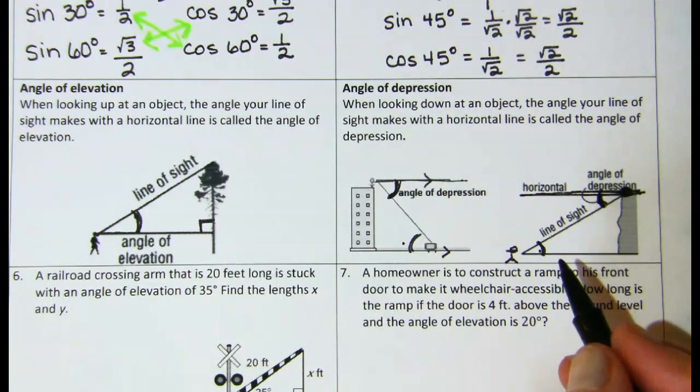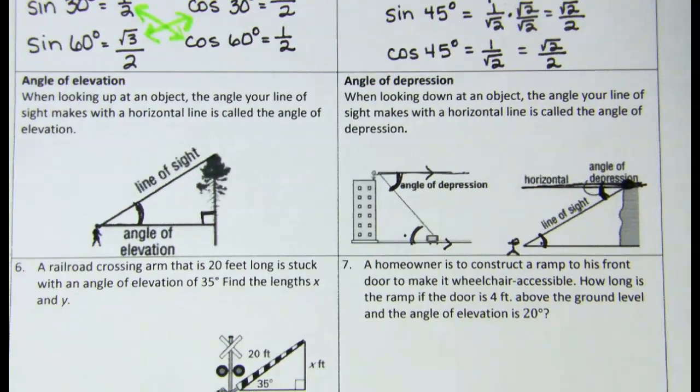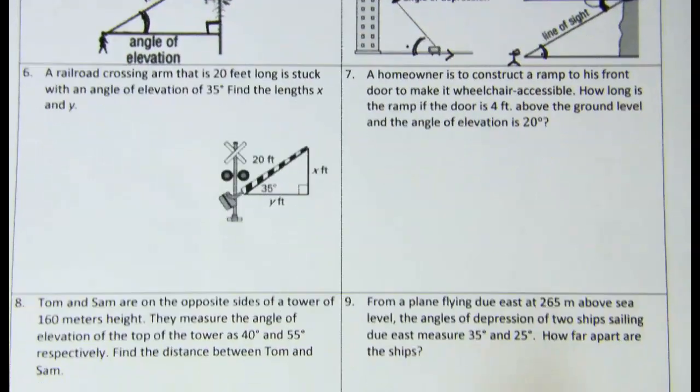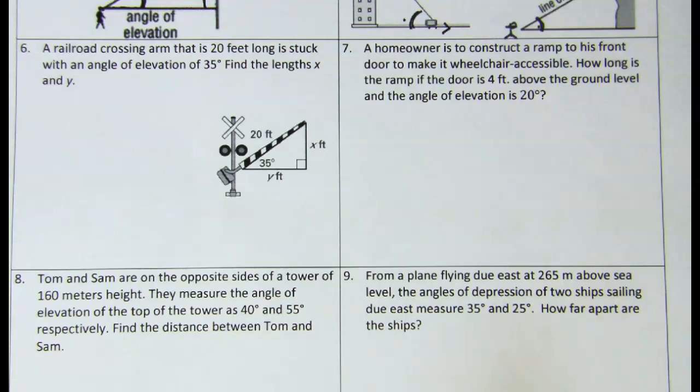Now, the key to this type of problem is drawing a picture. So the first time I'm going to give us a picture, but if you'll notice 7, 8, and 9, I do not give us a picture. So this is the part where you've got to be able to visualize what they are presenting.